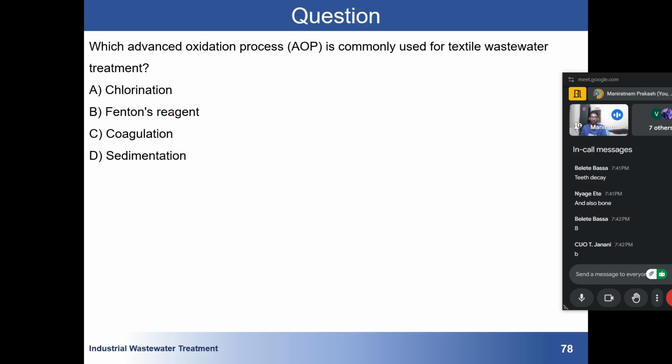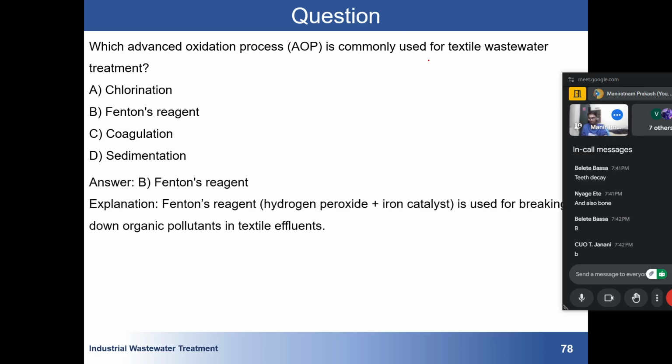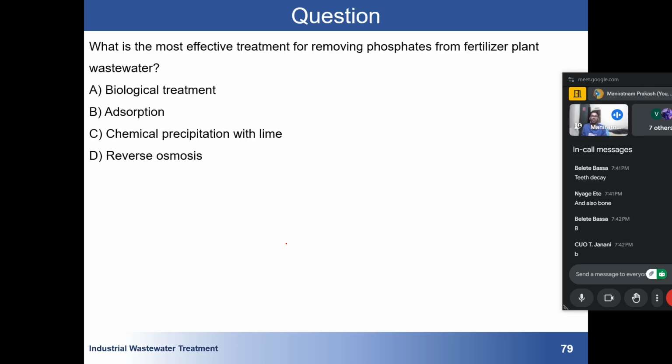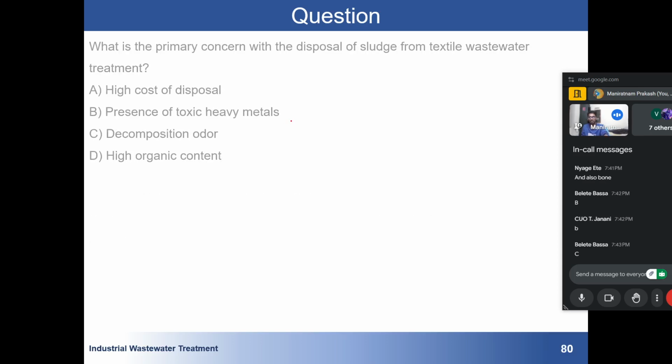This is Fenton. Which of the following oxidation processes is most common in textile? Yes, Fenton reagent: hydrogen peroxide plus iron catalyst, used for breaking down organic pollutants in textile effluent. Yes, this is correct. What is the most effective treatment for removing phosphates from fertilizer wastewater? With this thing we have also talked. This is chemical precipitation with lime. No need to discuss it again.